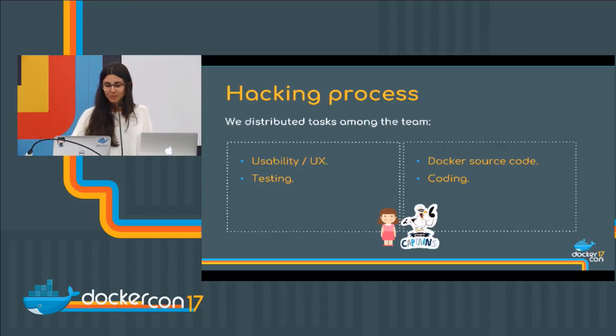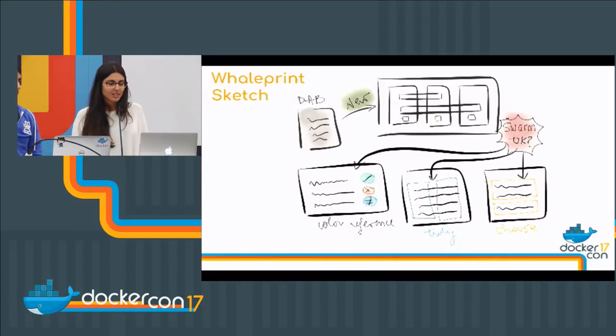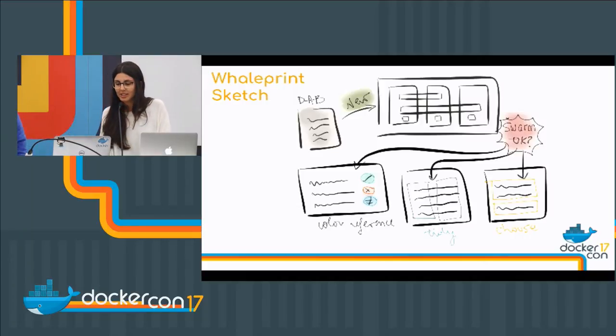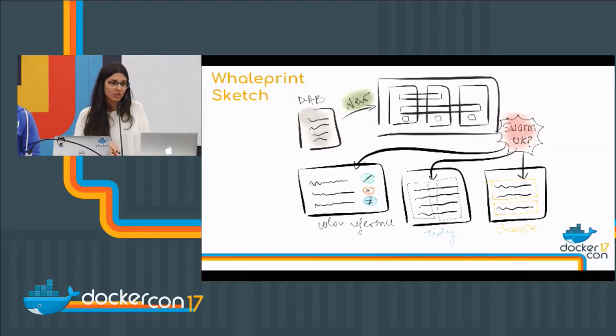And, well, this is a Whaleprint sketch I did to design how the tool was going to be used and what it was going to be like. As you can see, we thought that using a color reference in order to differentiate between the changes, the incoming changes, the modifications, the deletions, was going to be useful for the user. We also thought that arranging the information into columns was going to be tidier and easier to read.